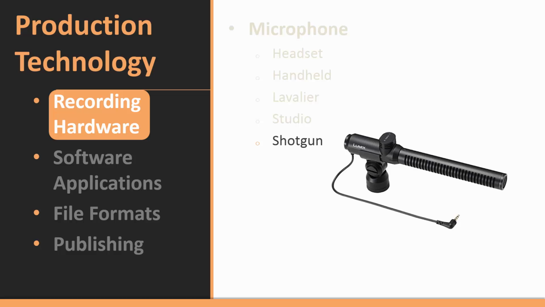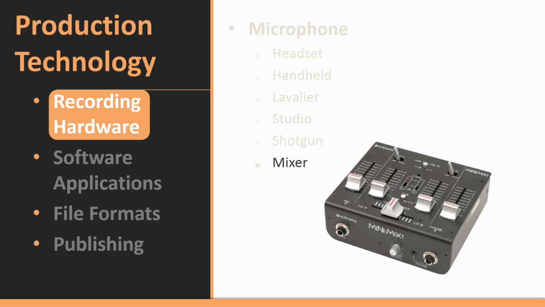Sometimes you'll see them mounted on a camera, especially a DSLR camera when you're doing an interview, and especially if the subject is moving, because a lavalier microphone doesn't work very well there because it catches the clothing sound rubbing up against the lavalier because it's pinned to the shirt. So a shotgun mic is a better option at that point. And of course, no matter what microphone you choose, you're going to need a mixer.